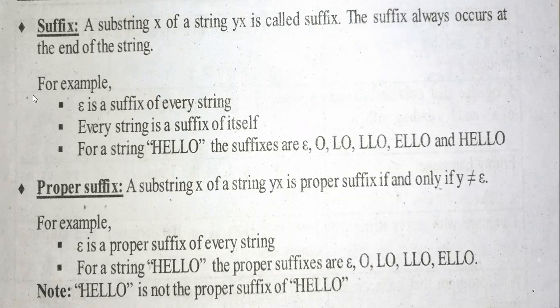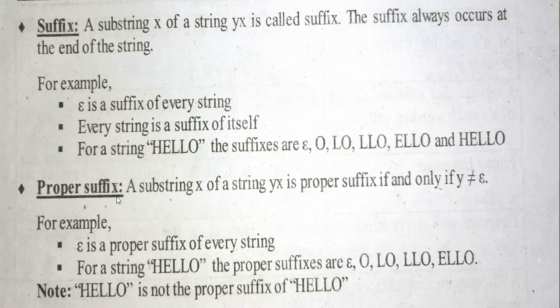Fine. For example, as usual, epsilon is a suffix of every string. Every string is a suffix of itself. For a string hello, the suffixes are as follows. See, we are beginning from the last. So O is a suffix of hello, then LO is a suffix of hello, then LLO, then ELLO, then HELLO, which is a suffix of hello itself. Fine. This is the concept of suffix.